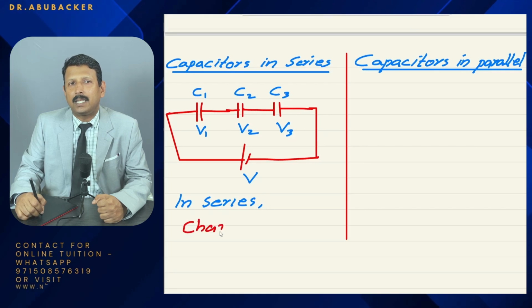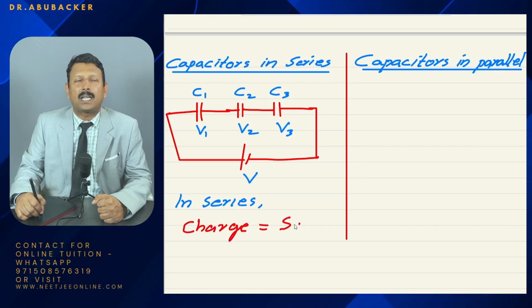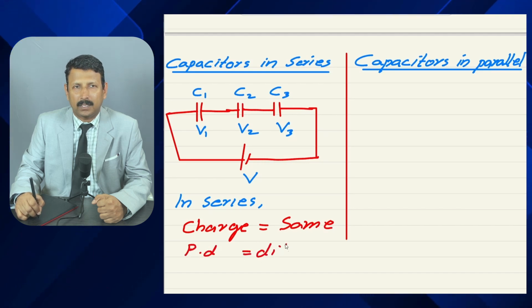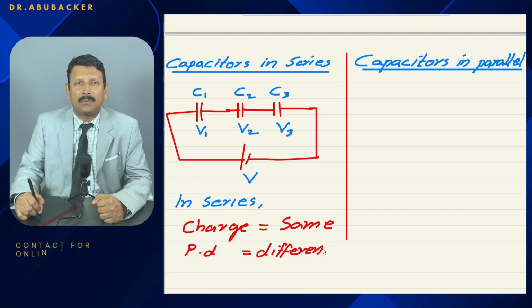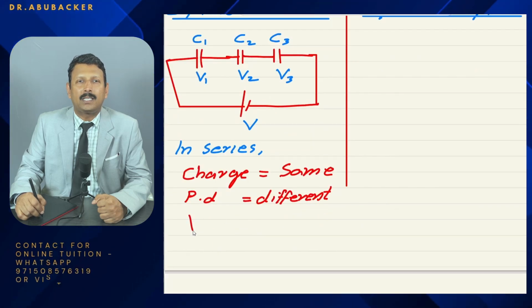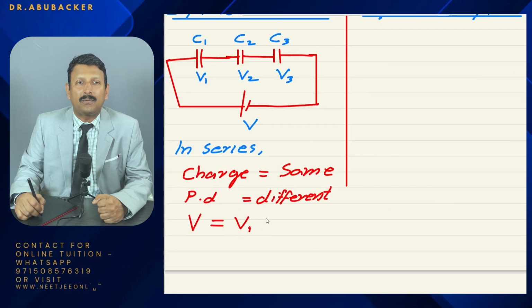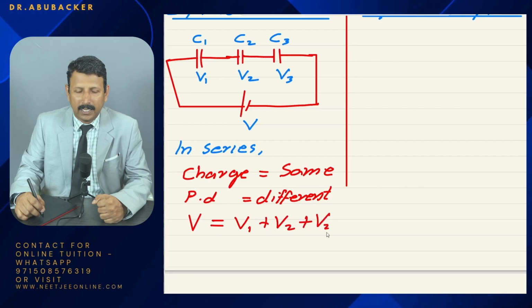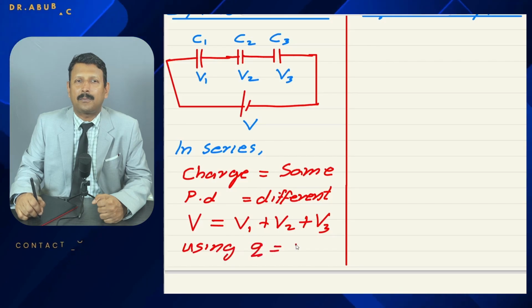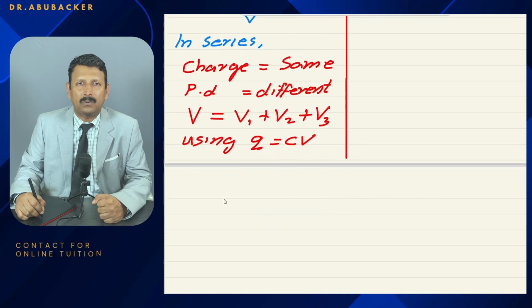So remember, in series connection, the charge on each capacitor will be the same. Whatever it is, one is big, one is small, no matter, the charge stored in each capacitor will be the same. But the potential difference will be different. So always do the calculation for what is different, not for what is the same. Since the potential difference is different for different capacitors, V is equal to V1 plus V2 plus V3. Total supplied is equal to V1 plus V2 plus V3.